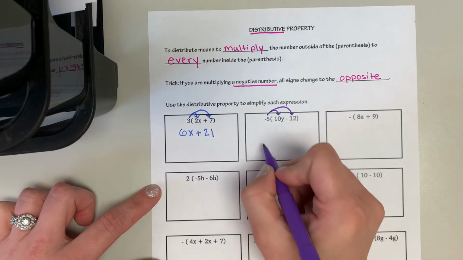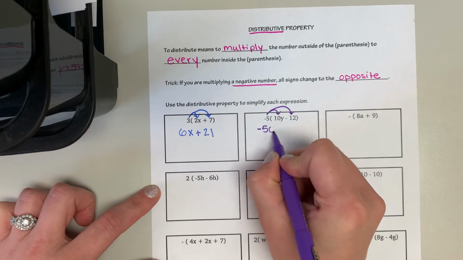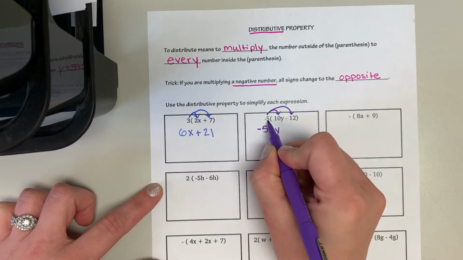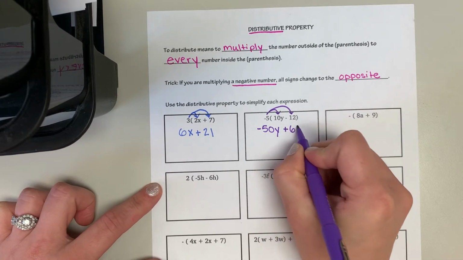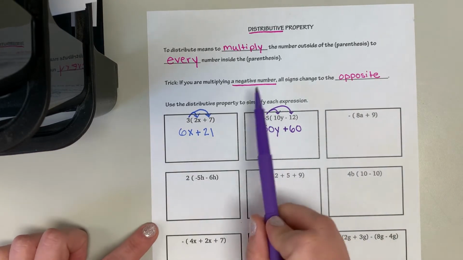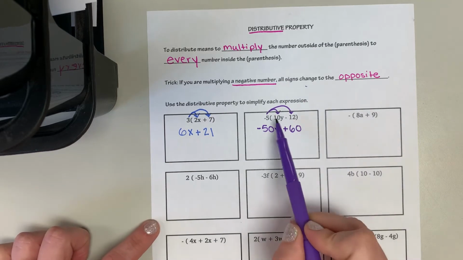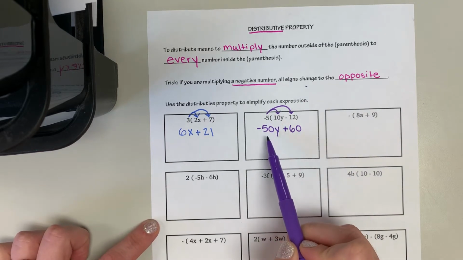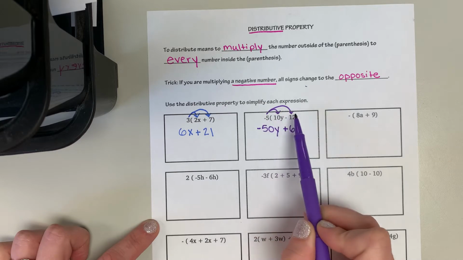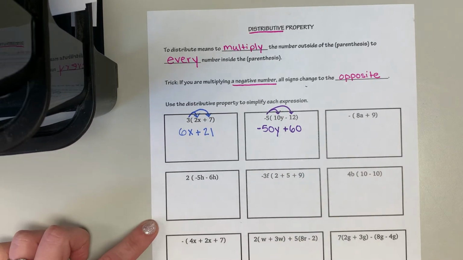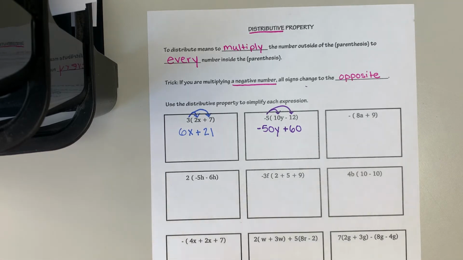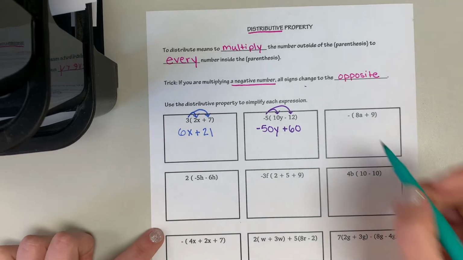-5 times 10y is -50y. -5 times -12, positive 60. Notice here that it changed the sign to the opposite. -5 times positive 10 made -50. -5 times -12 made positive 60. So let's continue on and see if you get the correct answers.